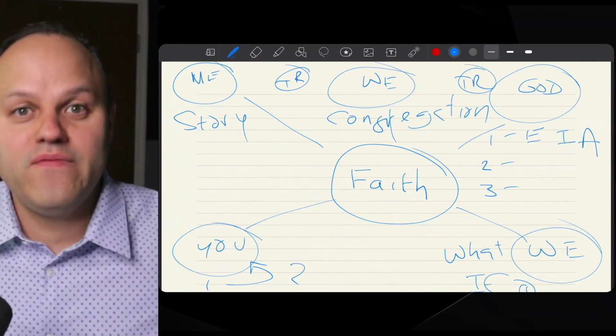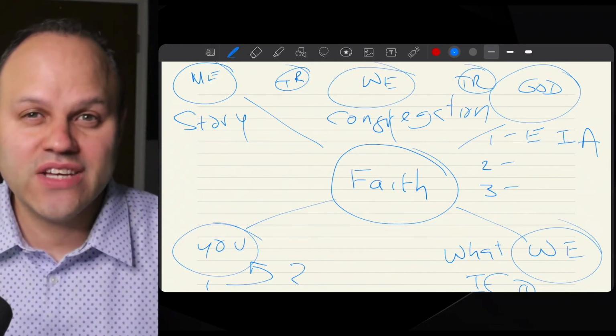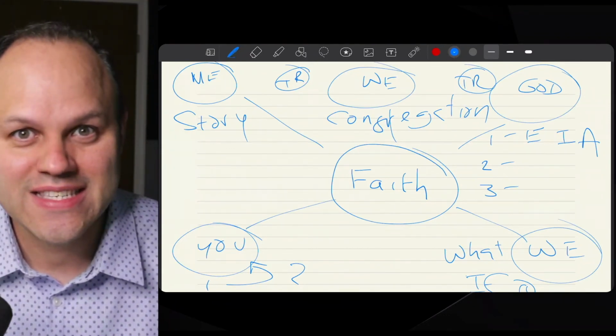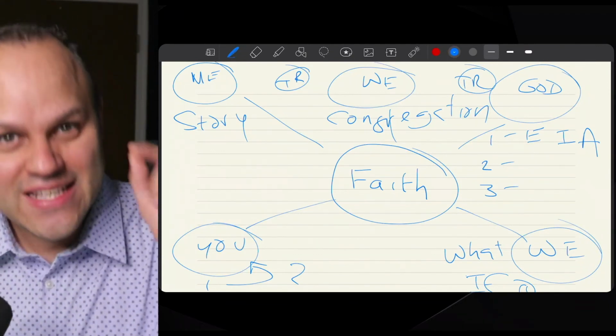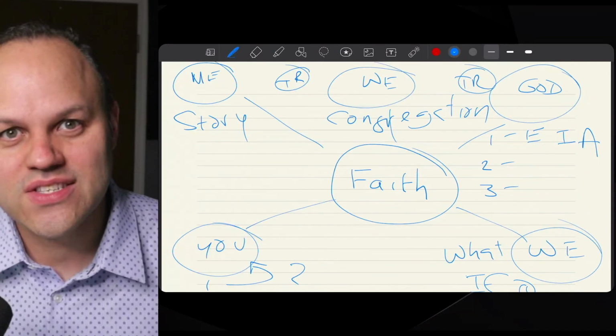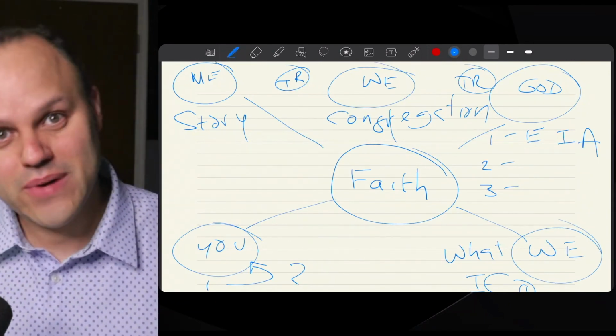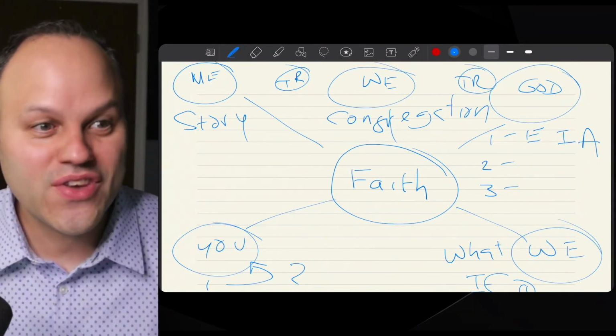Now you're setting up a vision for the entire congregation. What if we live like this? You know what? And now you encourage them. Let's live like this. Let's do it the way God wants us to do it. Let's not live in fear, but let's live out in faith. So that is really all I've got for you. I hope that was helpful. Again, me, we, God, you, we.